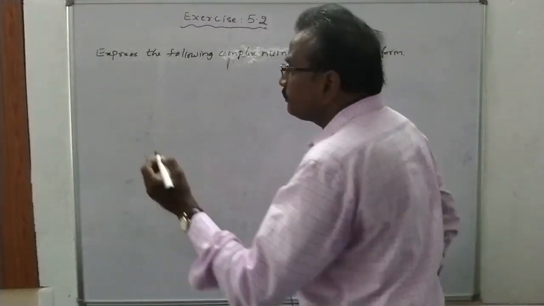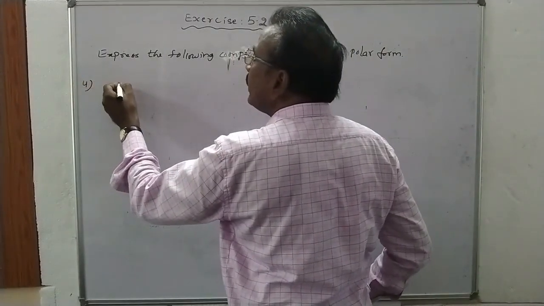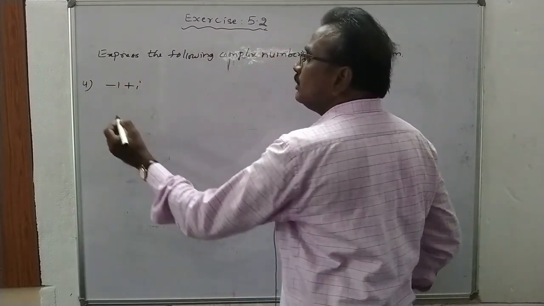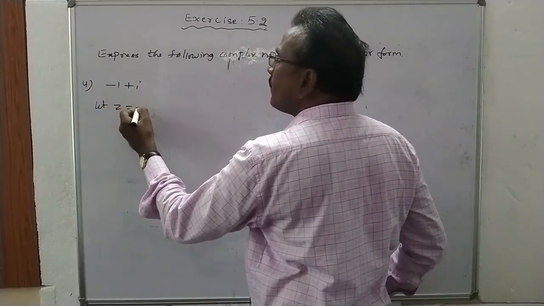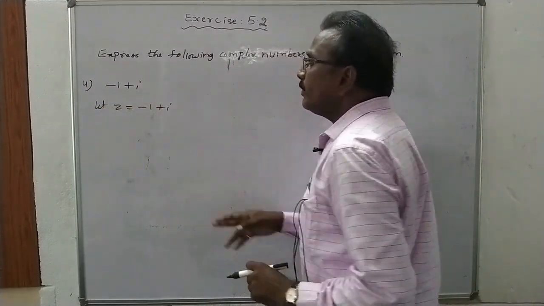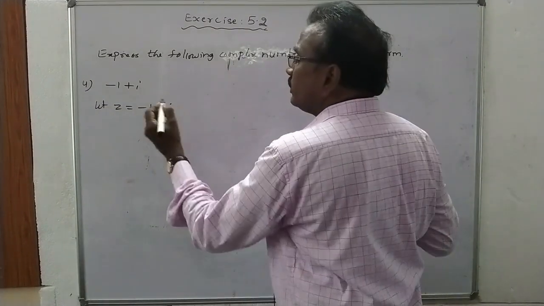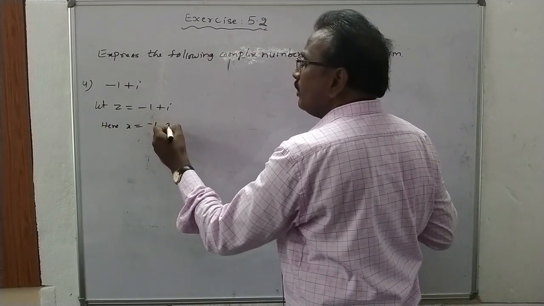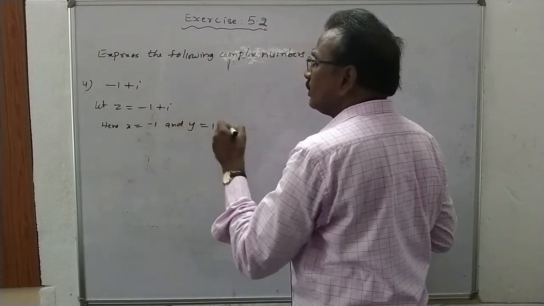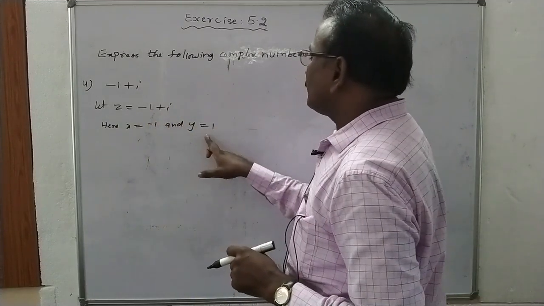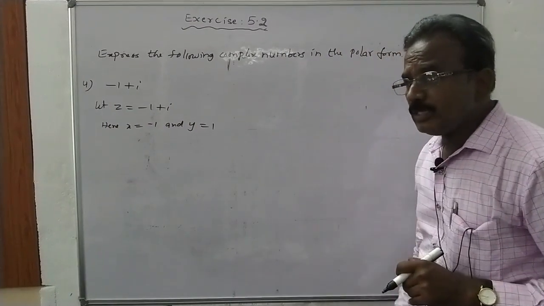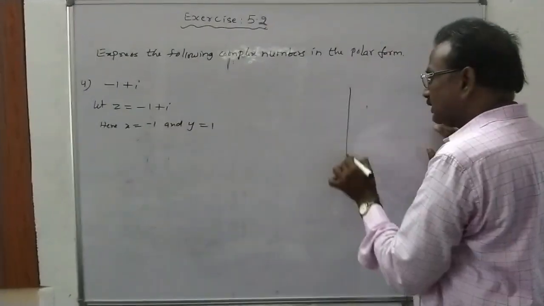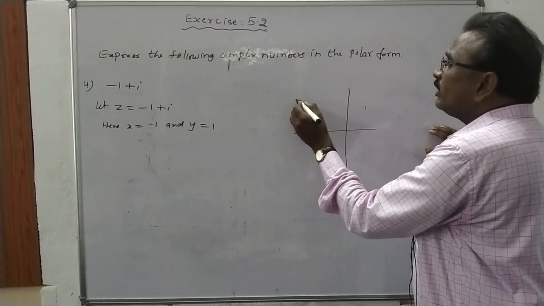Question number 4: minus 1 plus i. So let z equal minus 1 plus i. Compare with the x plus iy form. Here x is equal to minus 1 and y is equal to plus 1. So x is negative, y is positive. The complex number lies in which quadrant? The second quadrant.